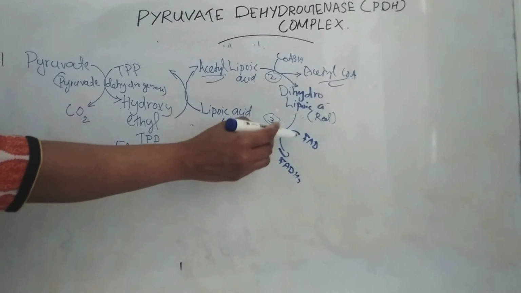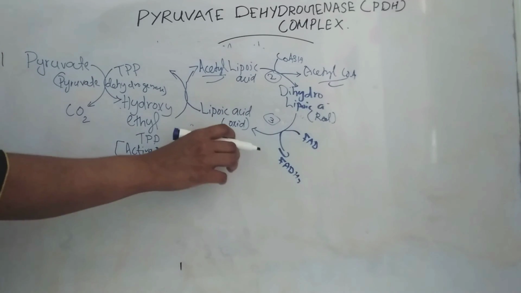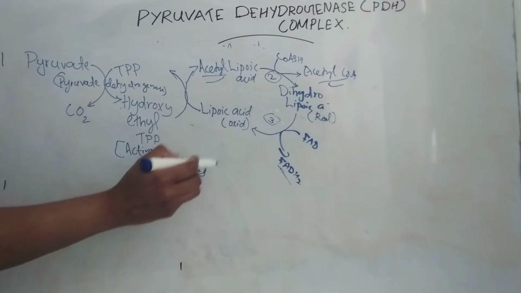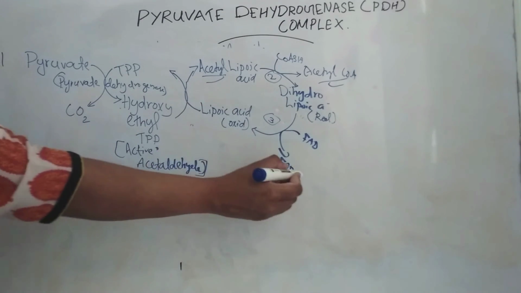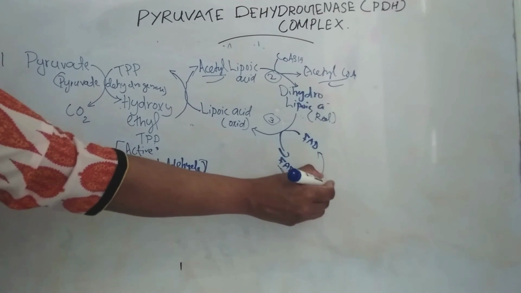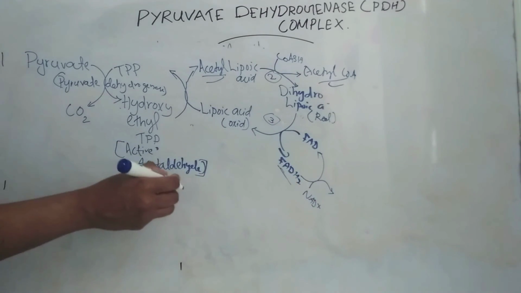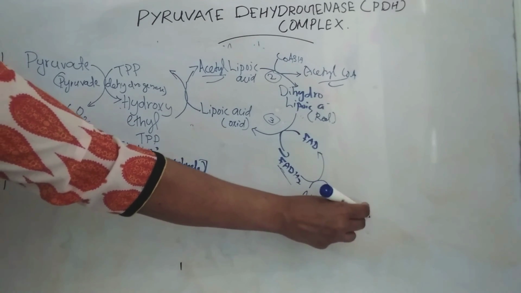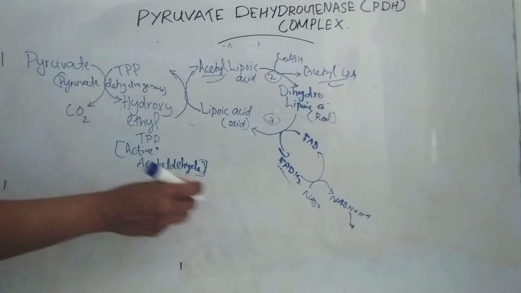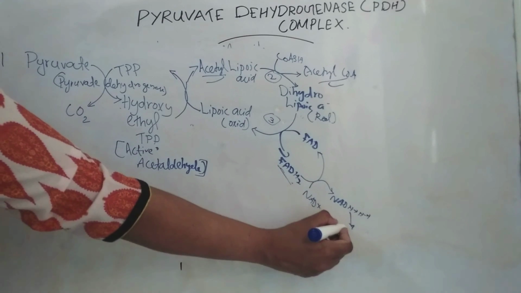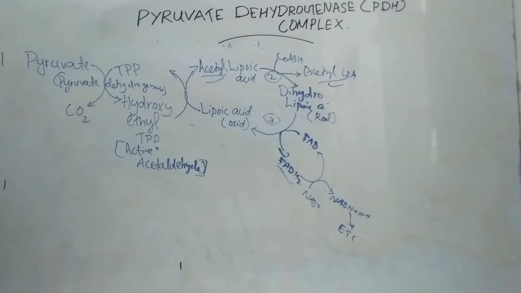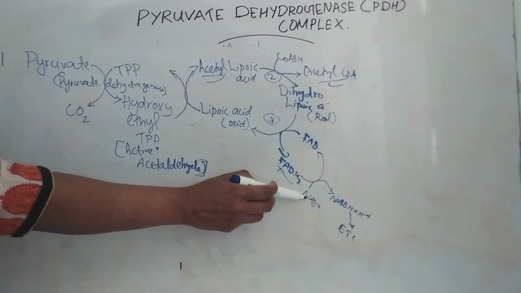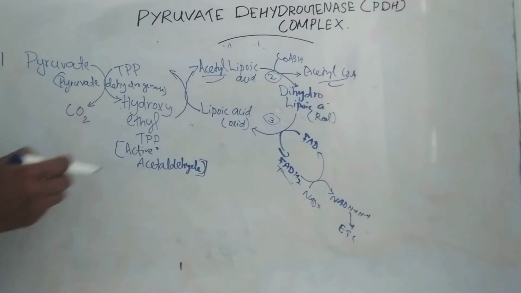So here FAD is converted to FADH2. Finally, this reduced FAD, that is FADH2, is oxidized by NAD plus, and it forms NADH plus H plus, and it transfers the reducing equivalent to the electron transport chain.